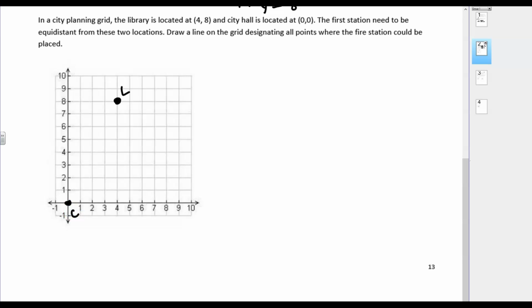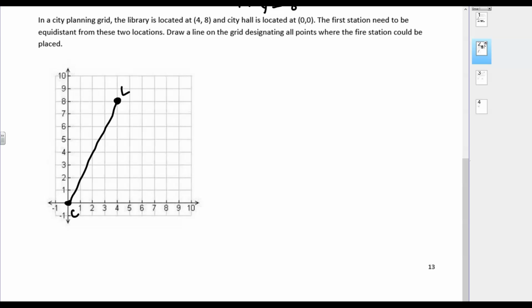The fire station needs to be equidistant from these two locations. Draw a line on the grid designating all points where the fire station could easily be placed. All right, so if I want the fire station to be equidistant from these two locations, the fire station needs to be on the perpendicular bisector of the line that connects City Hall to the library.